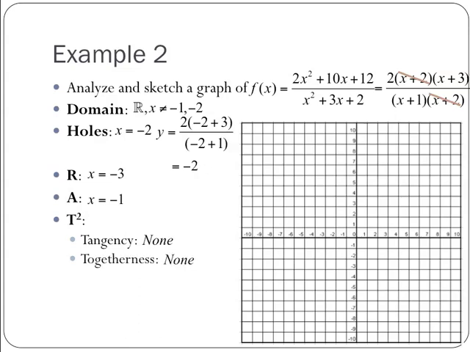Now, anytime we get this information, it always seems like, well, that's not information, but it is. Knowing that there's no tangency means that at x equals -3, it's going to go right through. Knowing that there's no togetherness, that means that at x equals -1, the graph will be going in opposite directions, coming from the left versus coming from the right.